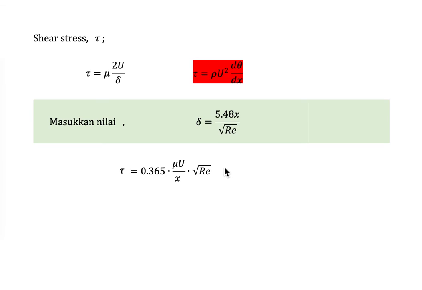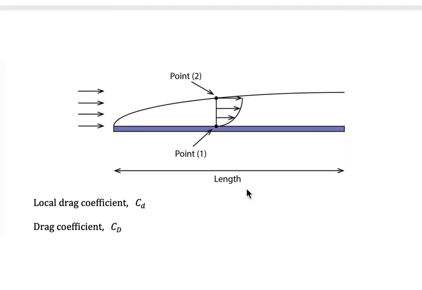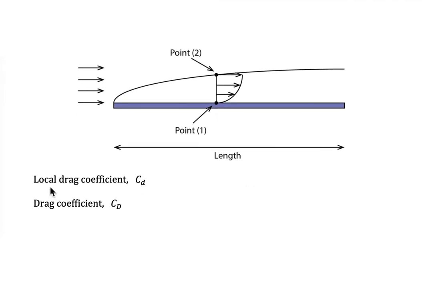Please be advised that the value of delta equal to 5.48x over square root of Reynolds number is only for the parabolic velocity profile. For another velocity profile, the delta needs to be calculated again, and the value is not 5.48x over square root of Reynolds number. Next, we are going to calculate these two items, local drag coefficient and drag coefficient.